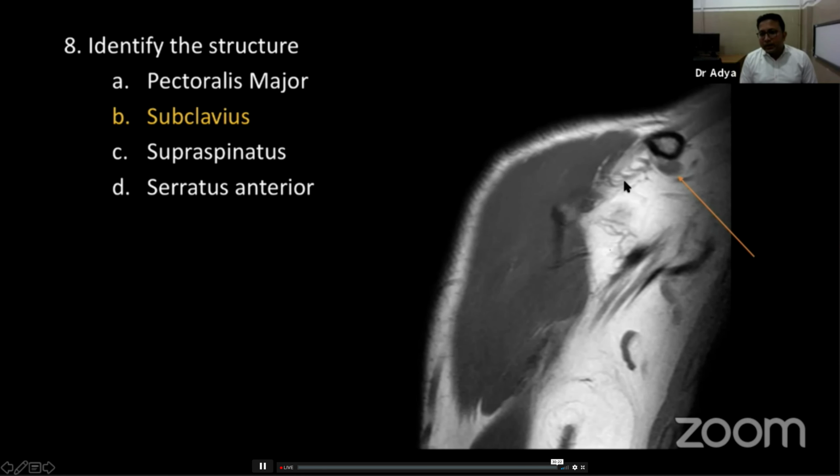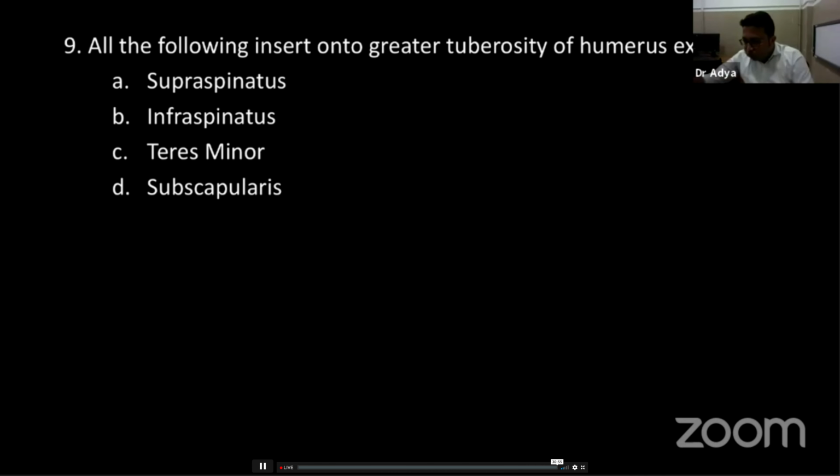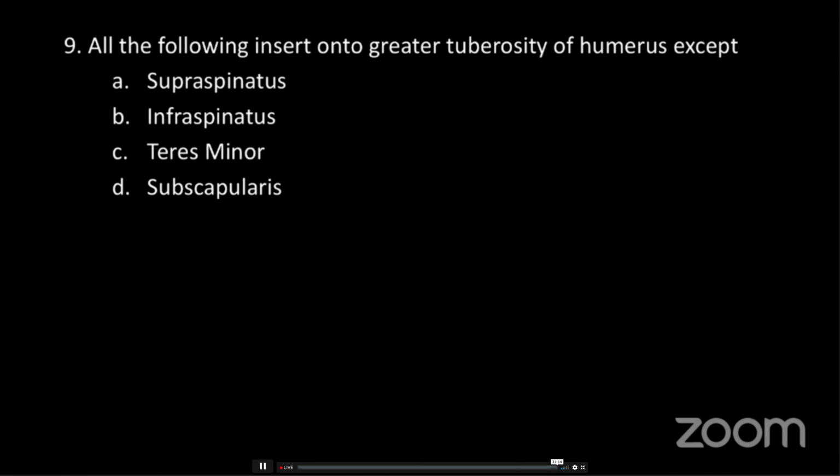So the next question, 9. All of the following insert onto the greater tuberosity of humerus except A, supraspinatus, B, infraspinatus, C, teres minor, and D, subscapularis. The poll is live, sir. I'm ending the poll, sir.